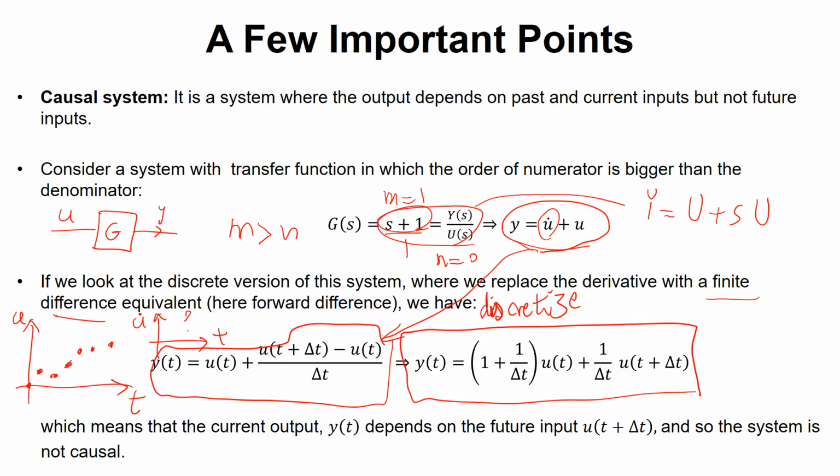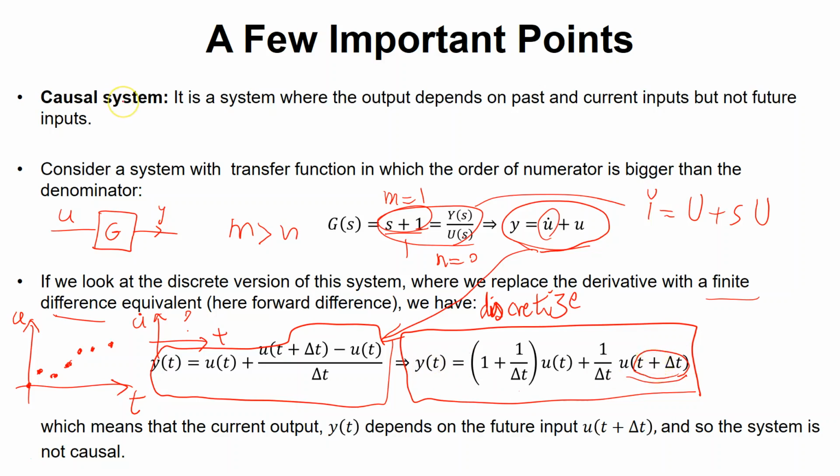So now the question is, what's wrong with this? It says the output y at any point is a number, because delta t is a fixed number, a sampling time. It depends on the device, the system. So this is a fixed number. It's equal to a number times the current input plus another number times what? Look, this is the future input, t plus delta t, sometime in the future. So your current output depends on the future input.